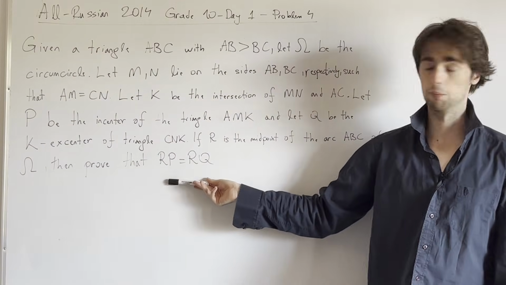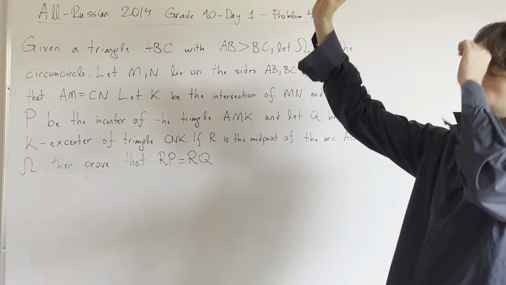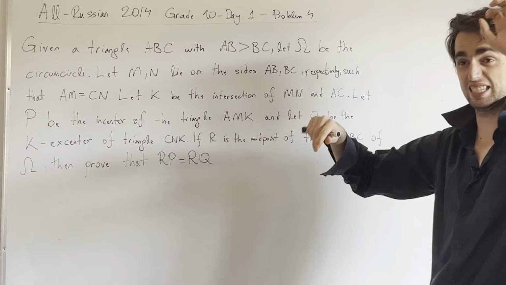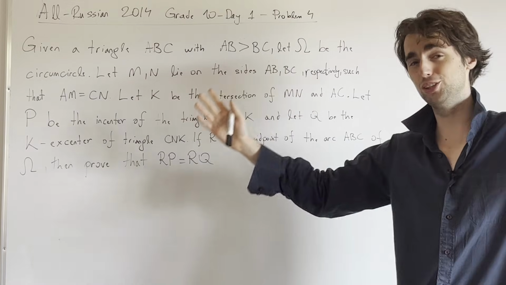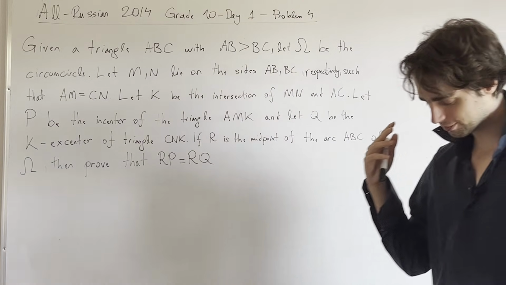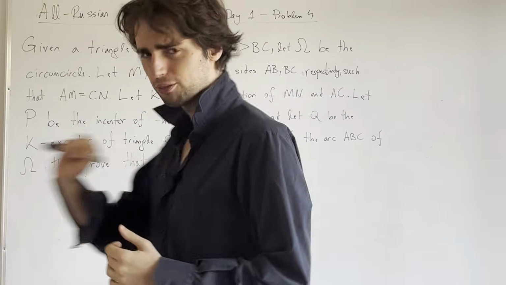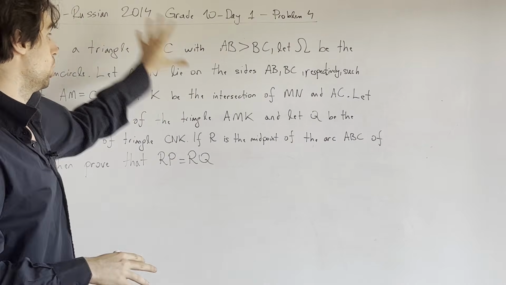This is why I love the problem, because of this whole thing. We're connecting the midpoint of an arc of ABC with this incircle and ex-circle. What are we doing? How do we even begin? And of course, there are two ways to go about this: forwards or backwards. Let's go forwards.